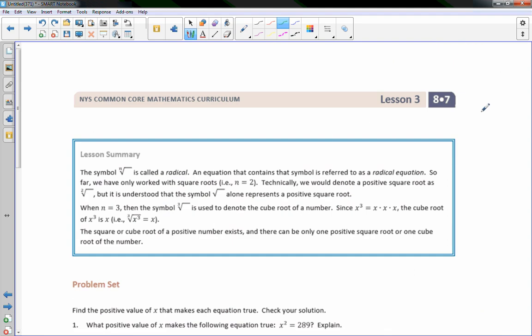Okay, that is the end of Lesson 3. Review the lesson summary and go to your problem set.